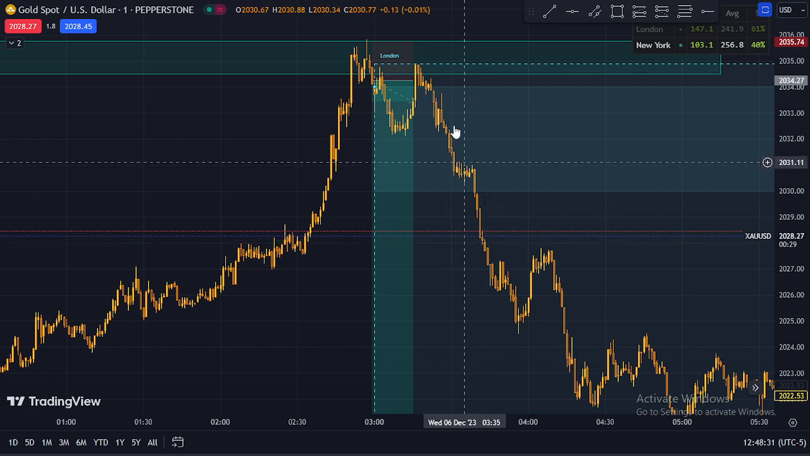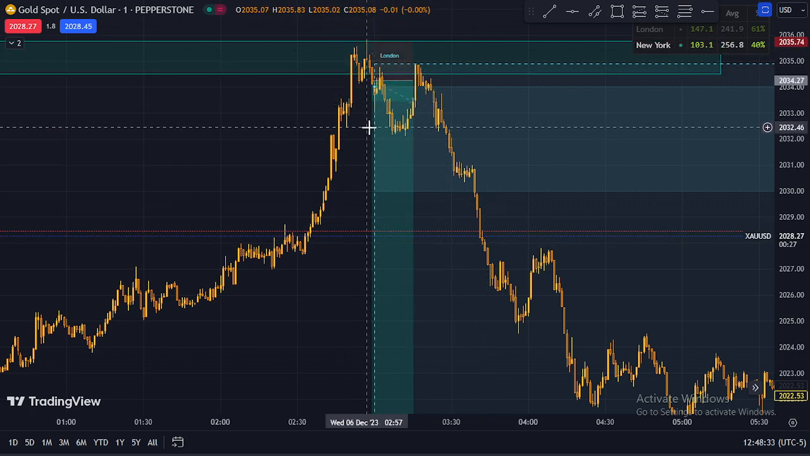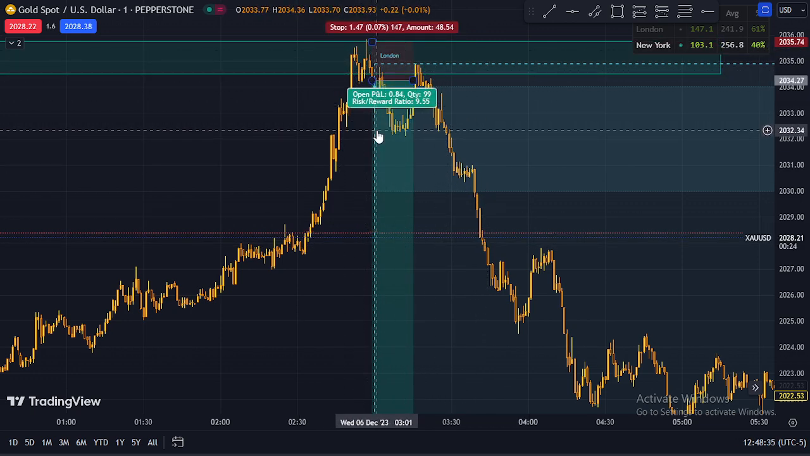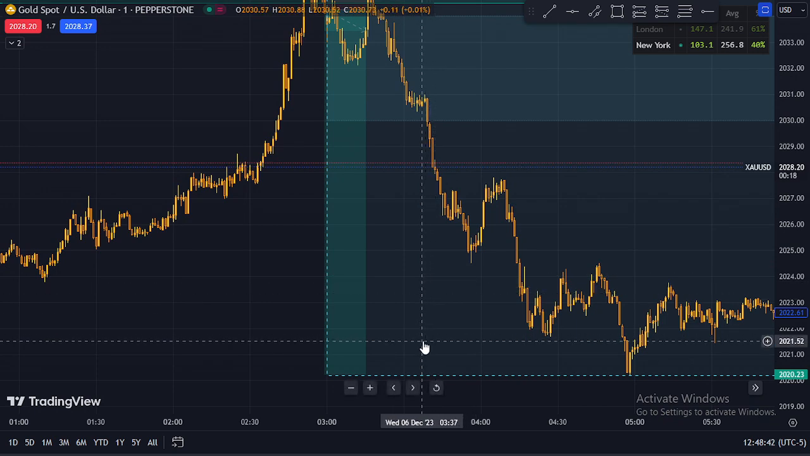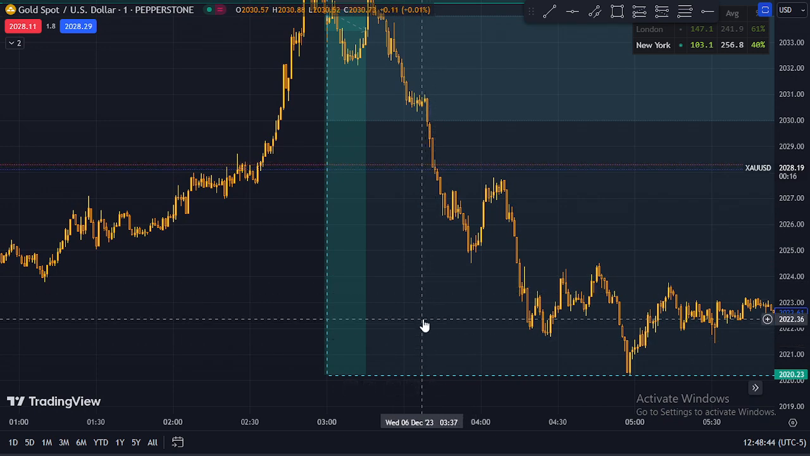So mostly you'll find that it happens during the kill zones. So you have to frame your entries in between the kill zones. So yeah, that's probably it. I guess I don't have something to add.